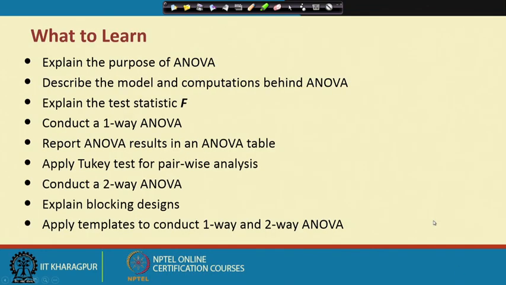The learning idea behind this structure is to know the explanation behind the purpose of ANOVA, describe the model and computations behind ANOVA, and explain the test statistic of ANOVA. We will connect with one-way ANOVA, two-way ANOVA, then three-way ANOVA, and that is the concept. That is what I mentioned earlier.